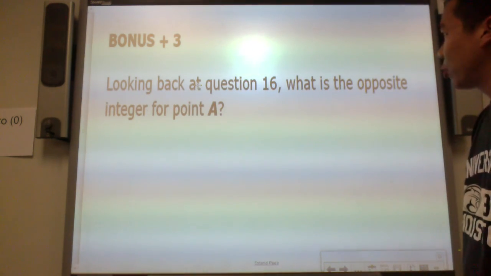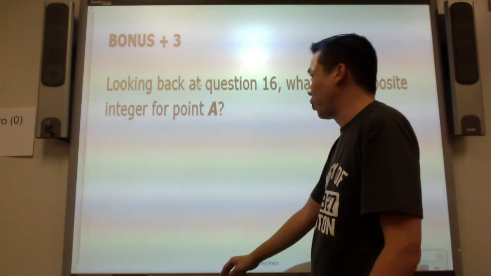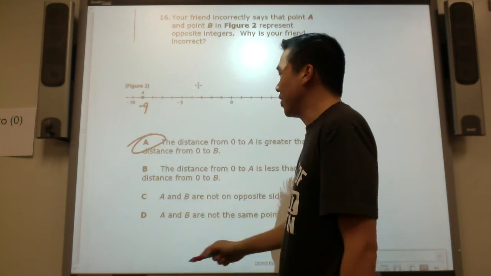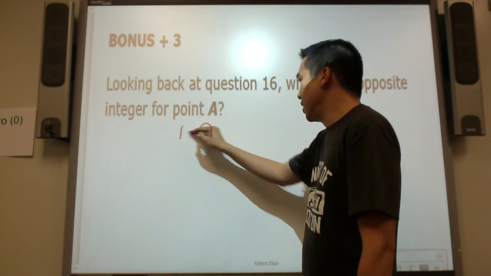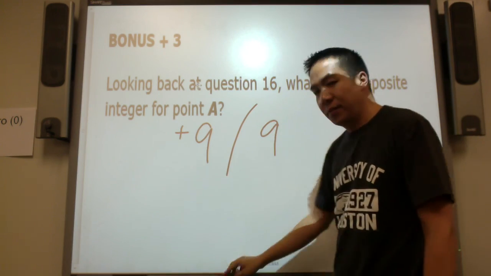And a bonus, looking back at question 16, what is the opposite integer for point A? The opposite of negative 9 is positive 9, or 9.